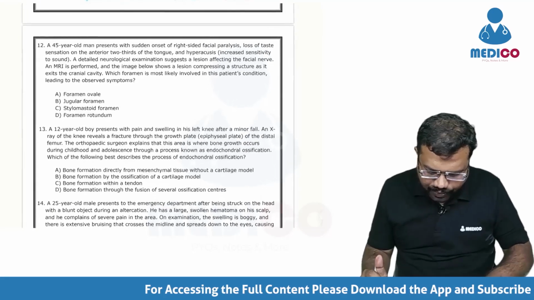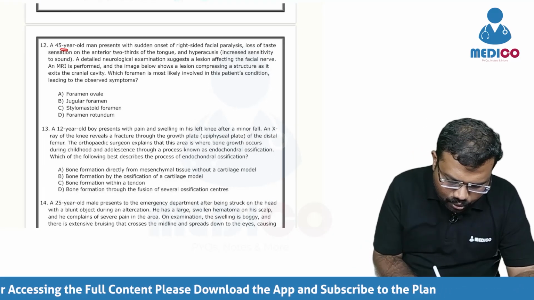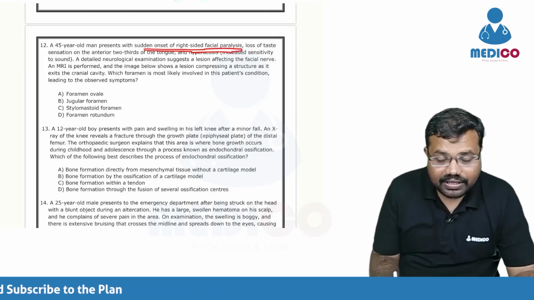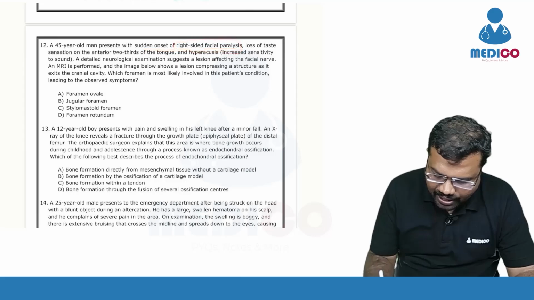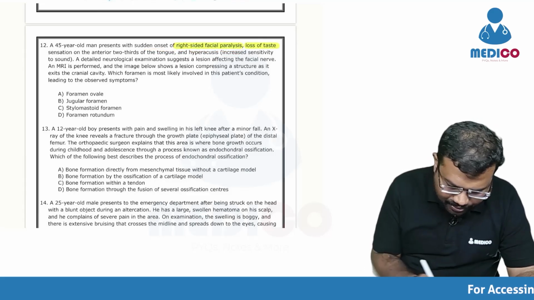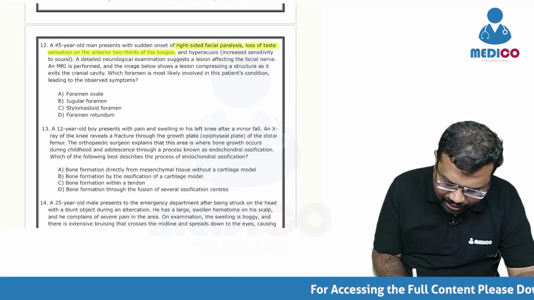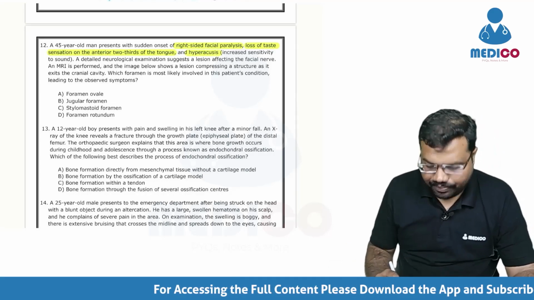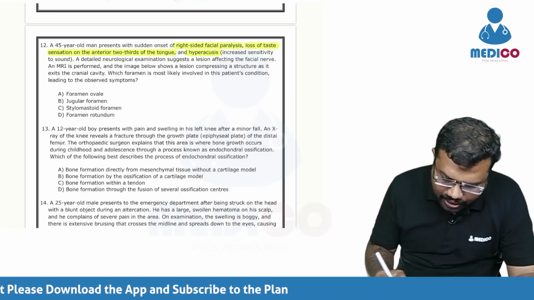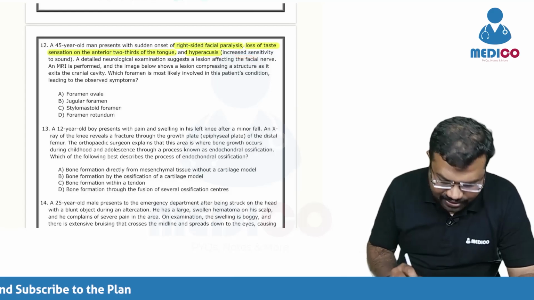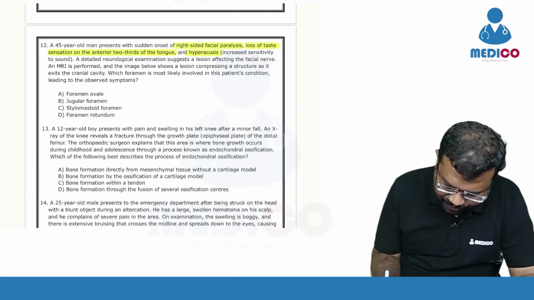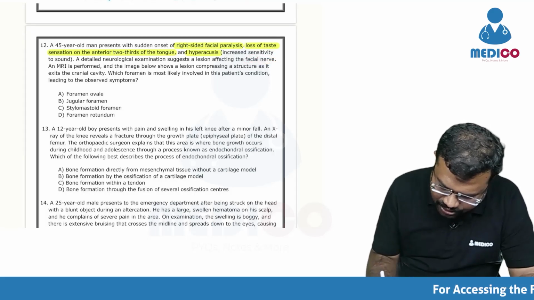Coming to the 12th question. A 45-year-old man has presented with a sudden onset of right side facial paralysis. Remember, right side facial paralysis. Also, there is a loss of taste of the anterior two-thirds of the tongue and also hyperacusis. Hyperacusis means even small sounds are heard as large sounds, simply, increased sensitivity to sound. A detailed neurological examination suggests that the lesion is affecting the facial nerve. So the nerve that was affected is also given: that is the facial nerve.